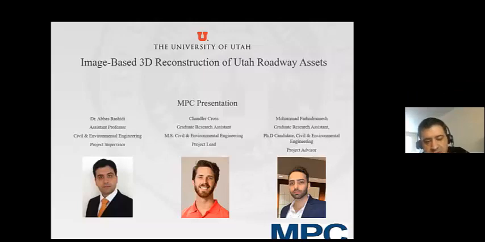Basically, as you know, nowadays asset management is a critical task for all state DOTs, and there are several technologies used for this purpose. Mainly LiDAR or laser scanning based technologies are the current common practice for handling the job. The point is that with advancement in digital technologies and computer vision algorithms, photogrammetry is now another emerging technology for 3D reconstruction of various scenes and objects.